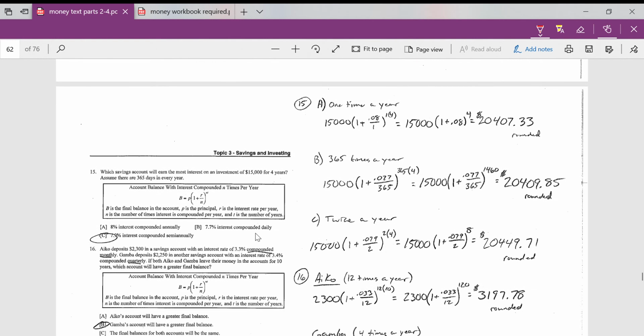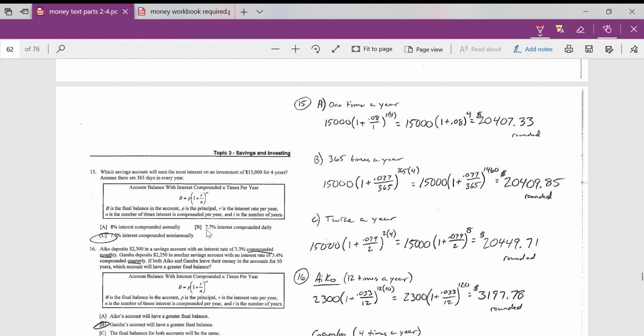15, I don't think I'm going to go through 15. It's almost exactly the same as 13. The only things you really have to look at is make sure you know how often it's compounded and making sure you're writing your percentages right. So 8% is 0.08. Compounded annually means once a year.